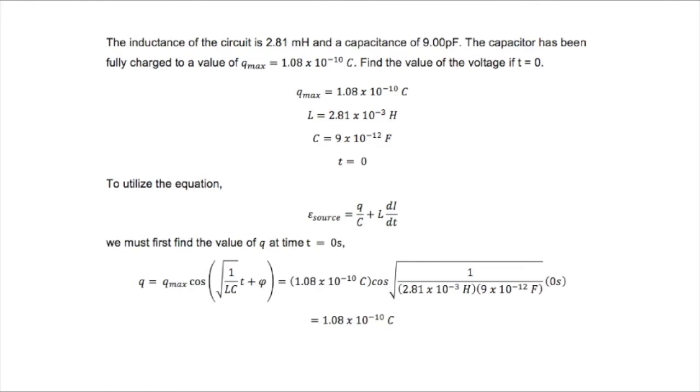Here I've listed what I've been given, and I've also listed the equation that we saw a few slides ago: the source voltage is equal to charge over capacitance plus the inductance times the change in current with respect to time. So we've been given everything except for the change in current with respect to time, and the charge at time 0. Well, noting that cosine of 0 is 1, the charge will be equal to Q max, which we see here.